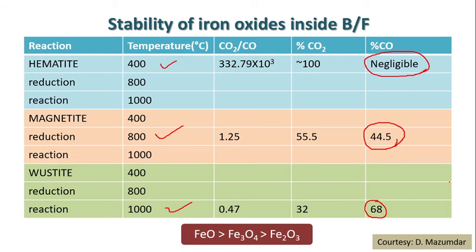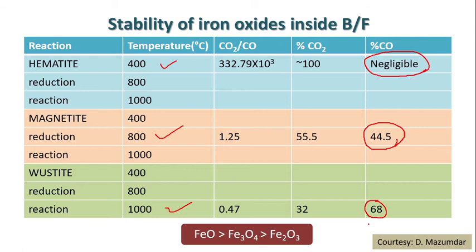So at the top part of the blast furnace, there will be less carbon monoxide, so there only the hematite reduction can take place. And when the concentration of carbon monoxide is much higher, that means at the bosh region, the high temperature region, the wustite reduction can take place. So from this we can have an idea about the stability of iron oxides inside a blast furnace.